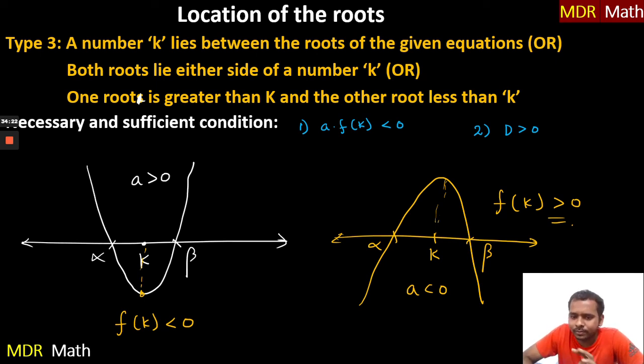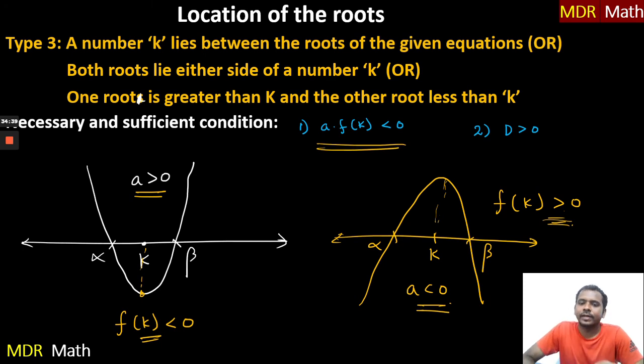Now, what about the product of a and f of k? Here, a is negative and f of k is positive, and positive into negative is negative. In this case, a is positive and f of k is negative. Again, positive into negative is negative. That means a into f of k is always less than 0 when k lies between the roots of the given equation.